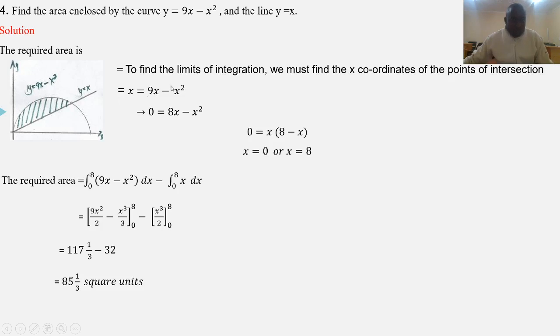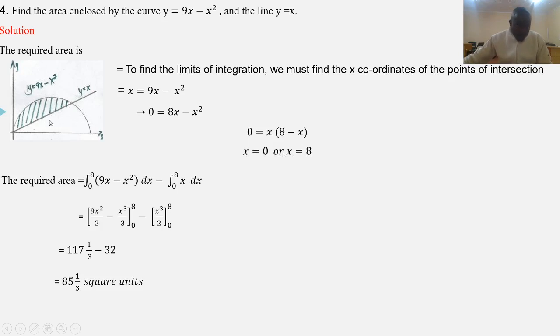This becomes, if I bring x squared to the other side, 0 equals 9x minus x, which is 8x minus x squared. So I factor this out, I will have x times (8 minus x) equals 0. So x equals 0, or 8 minus x equals 0. That means I take x to the other side, x equals 8. So I shall have x equals 0 or x equals 8.